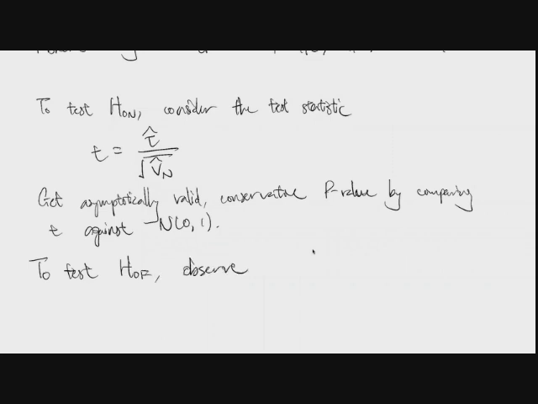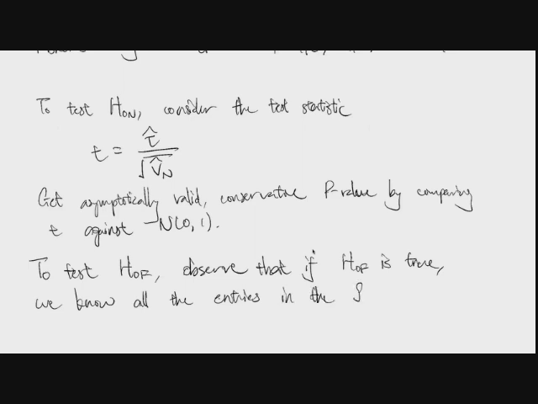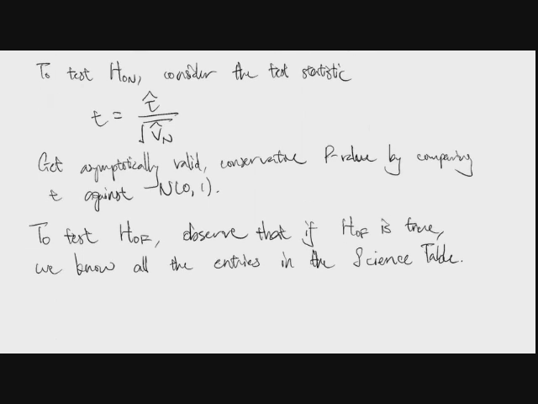Okay, so essentially, if the Fisher null is true, then we actually know all the entries in the science table. Recall that the science table is this n/2 table of the potential outcomes. Because for every unit the two potential outcomes are the same, and we observe one of them, it means that we know the values of both of them.